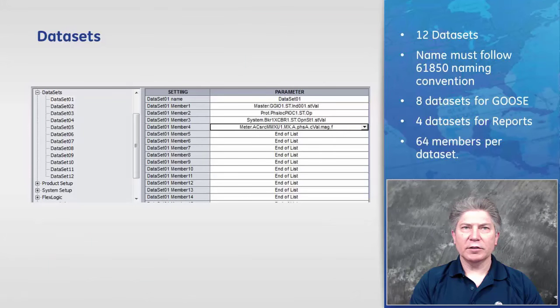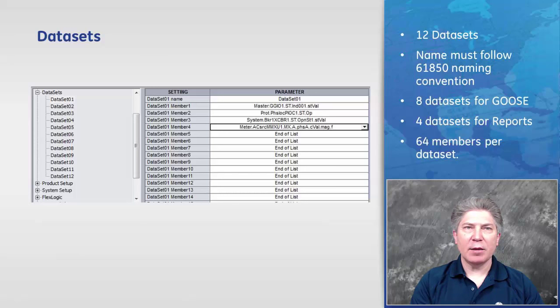Next, we'll look at the data sets. There are 12 data sets that are shared between the reports and the GOOSE messages. 8 are assigned for GOOSE messages. 4 are assigned for the reports. Each data set has a factory default name associated with it, or you can rename it.